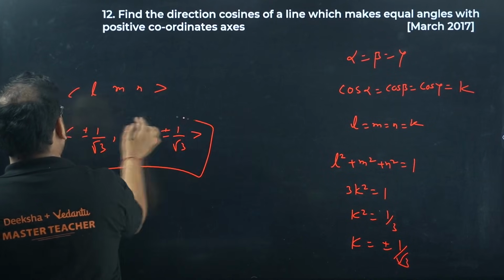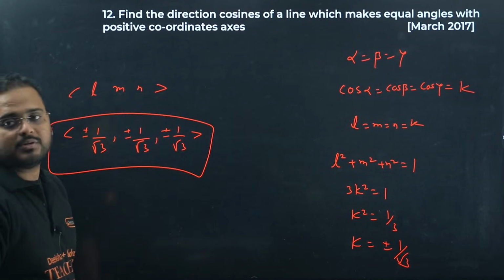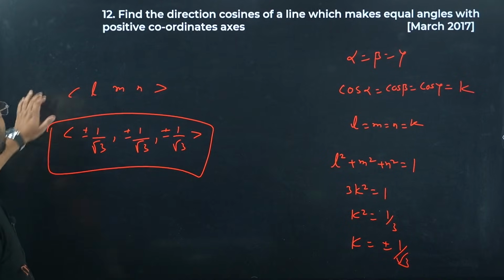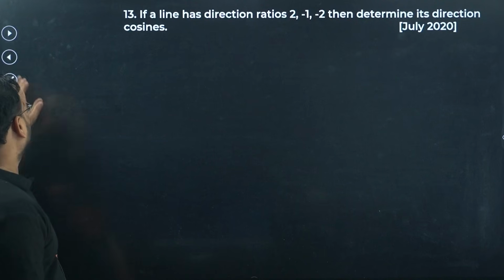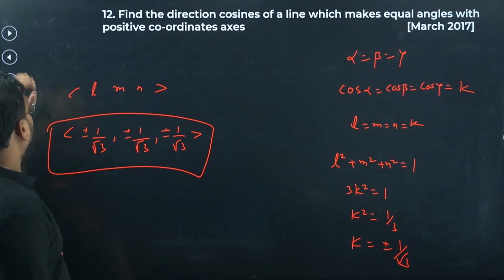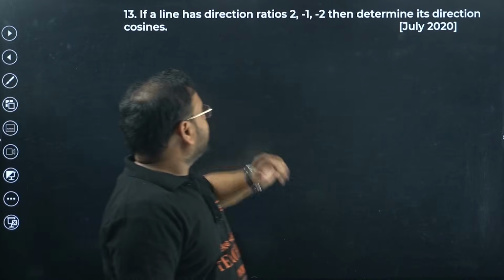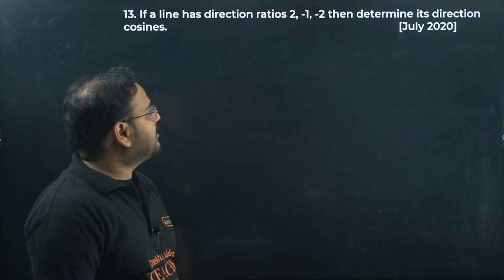This is again a 2-mark question. Have a look. It's a PYQ, March 2017. If a line has direction ratios 2, minus 1 and minus 2, then determine the direction cosines.